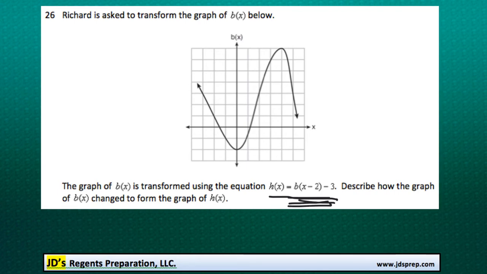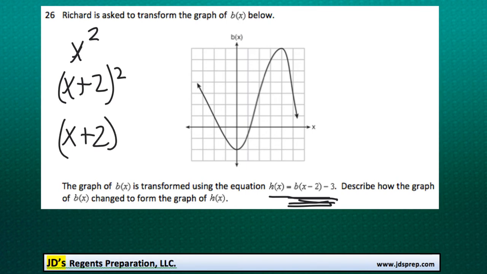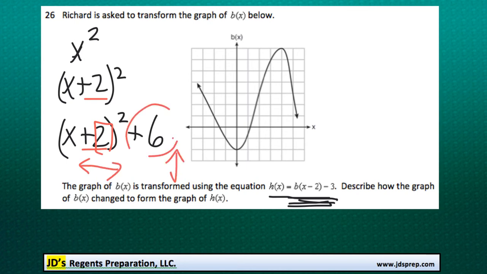Now this question is testing your ability to remember how a parabola like x squared is changed if, for example, it became x plus 2 squared, and if it became, let's say, x plus 2 squared plus 6. Now to read these, what happens is when you're modifying the variable inside the brackets here, this number tells us whether it's being translated to the right or left, and this value tells us if it's being translated up or down.